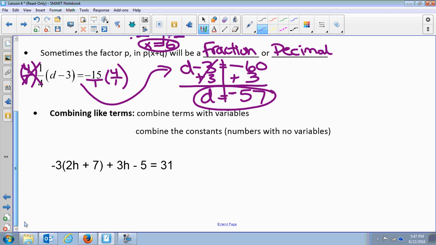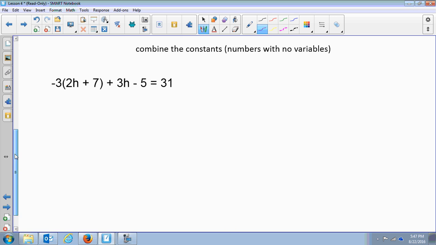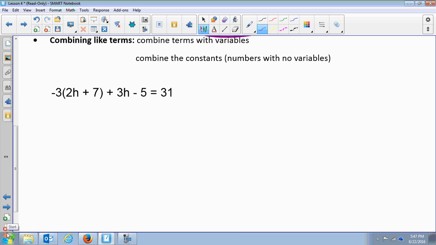The next thing and last thing we are learning is combining like terms. Combining like terms is when you combine terms with the same variable, or you can combine the constants. Constants are numbers with no variables. Okay, so that means they have no letter attached. So I'm going to look at this example right here. So I first see that I have a p times x plus q right here. So I want to get rid of this first, which we learned that we do distributive property. I always, if I have a negative sign, I circle it so I know it goes with my number.